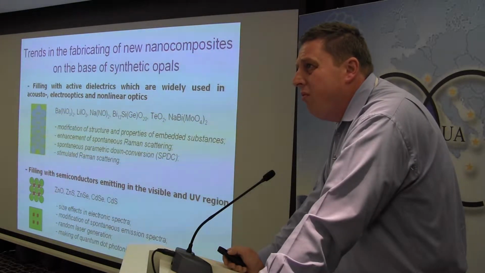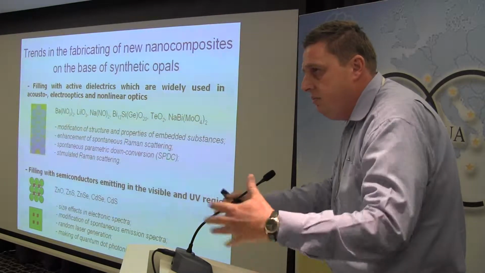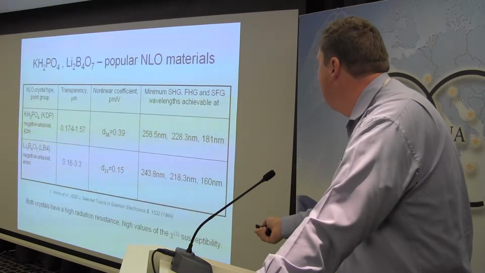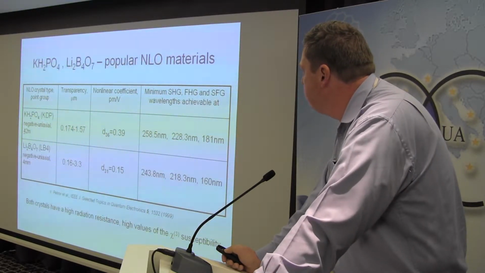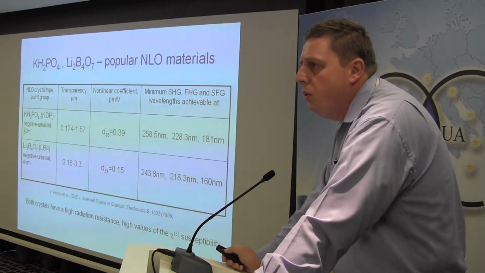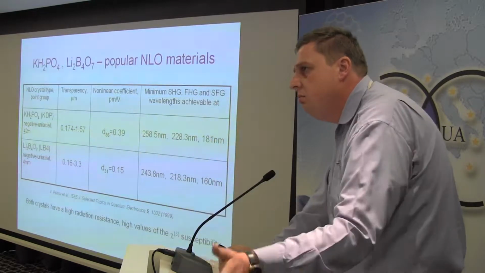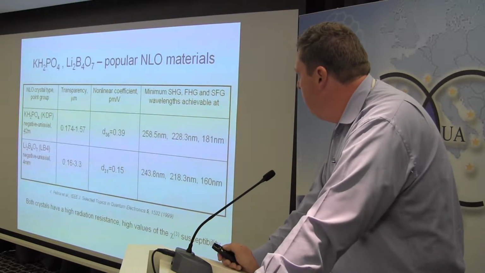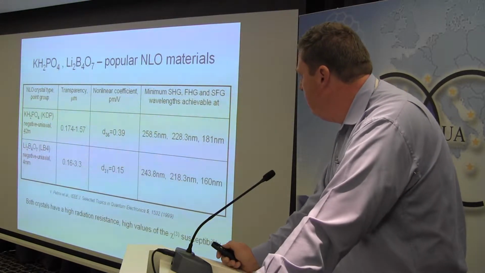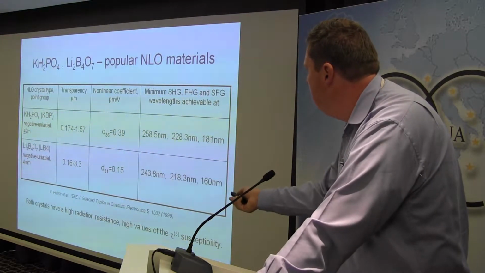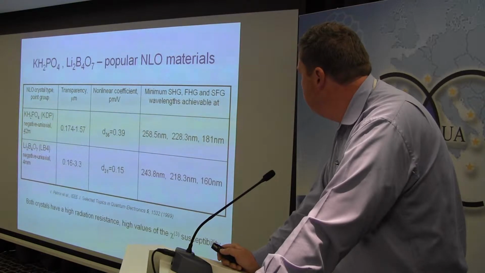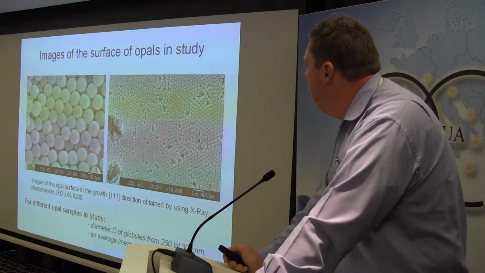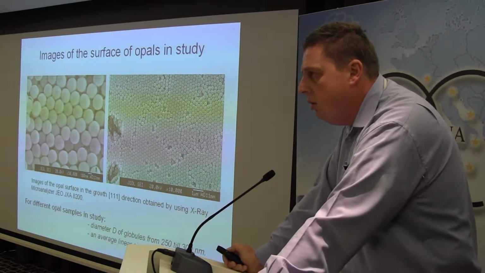Synthetic opals are not of great interest in themselves. They are very promising matrices for creating nanocomposites. In our case, we chose nonlinear materials. As you know, KDP is a classical nonlinear optical material, and lithium tetraborate is a very popular nonlinear optical material. These are some of the characteristics of these materials. And these are images of the surface of our opals.